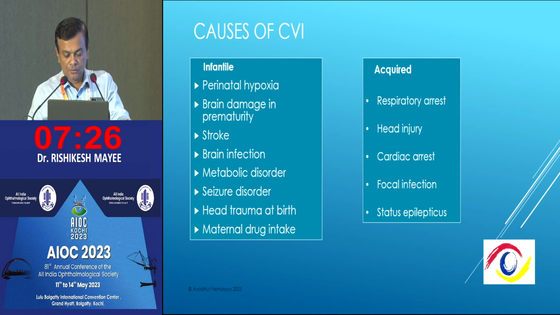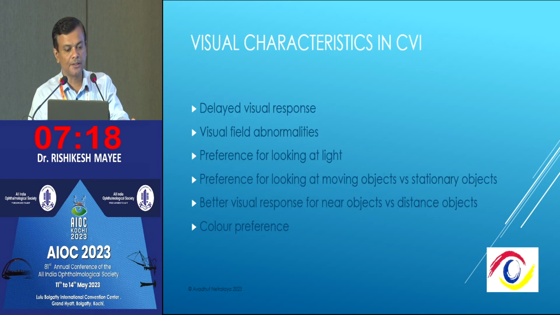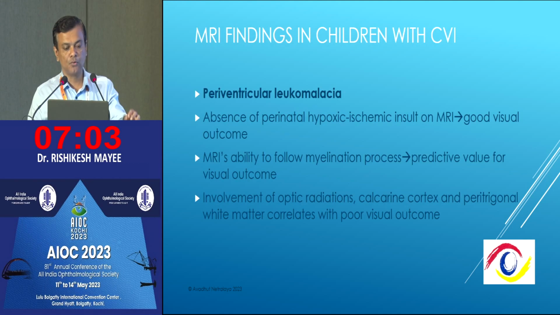The causes include infantile, the most common being perinatal hypoxia, and in the acquired type, it can be because of respiratory arrest or a head injury in the early perinatal period. The visual characteristics part has already been covered. More important, the patient might have visual field defects and might have a preference for light. As has been mentioned, when you are checking, don't use sound, use more of light.